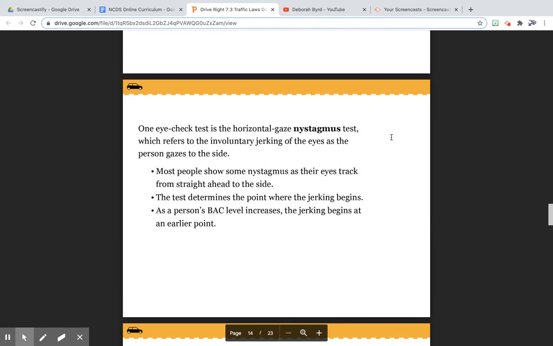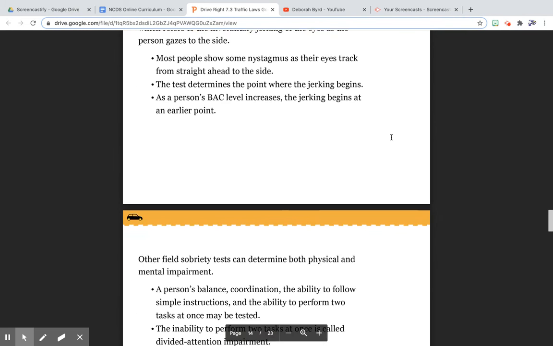One eye check is the horizontal gaze nystagmus test, which refers to involuntary jerking of the eyes as a person gazes to the side. Most people show some as their eyes track from straight ahead to the side. The test determines the point at which the jerking begins. As a person's BAC level increases, the jerking begins at an earlier point.